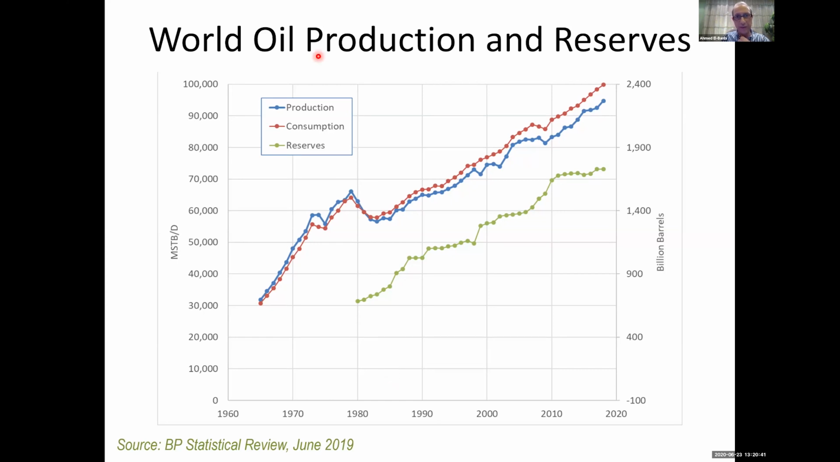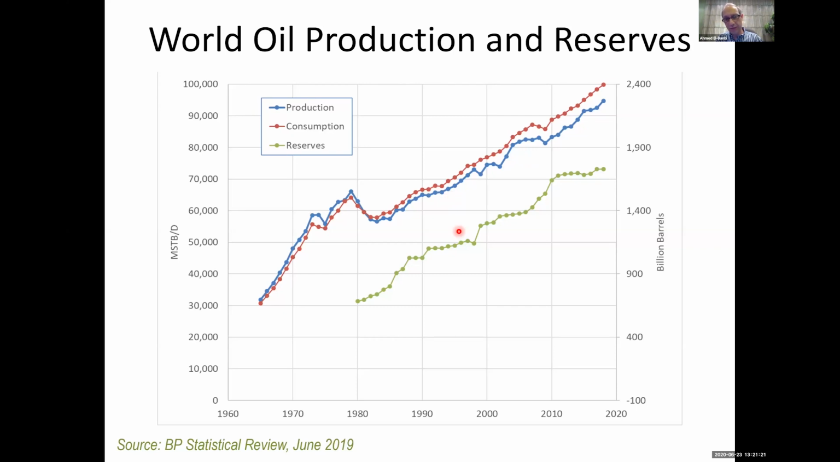What you're looking at now is the world oil production and reserves. You can read the reserves using the green line here, and you read it from the right-hand side. You can read the production from the left-hand side. And actually, we're plotting here the production and the consumption, production in blue and the consumption in red. These numbers are as of the end of 2018. So in 2018, we were producing around 100 million barrels of oil every day.